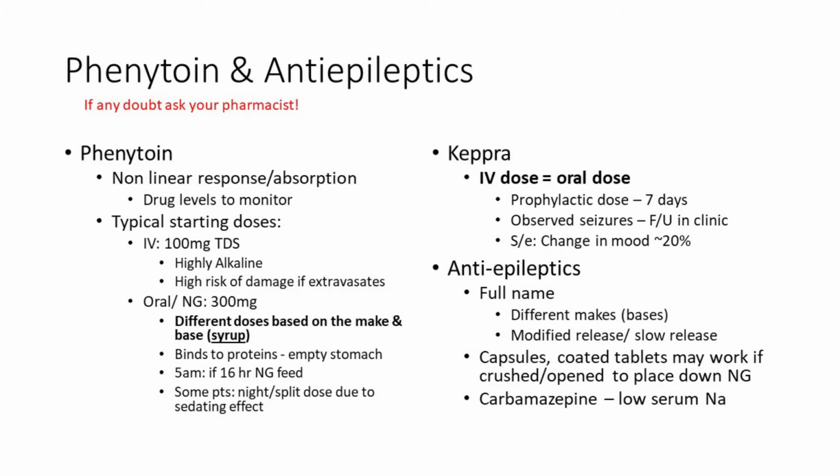Phenytoin, it's obviously not linear response or absorption. We often use drug levels to monitor their response and their absorption. Typical starting doses are, if they're IV, you split it 3 times a day because they're highly alkaline, and if they extravasate, you get quite harsh tissue necrosis around that. And the alternative is you can just have it once a day with 300 milligrams orally or NG.